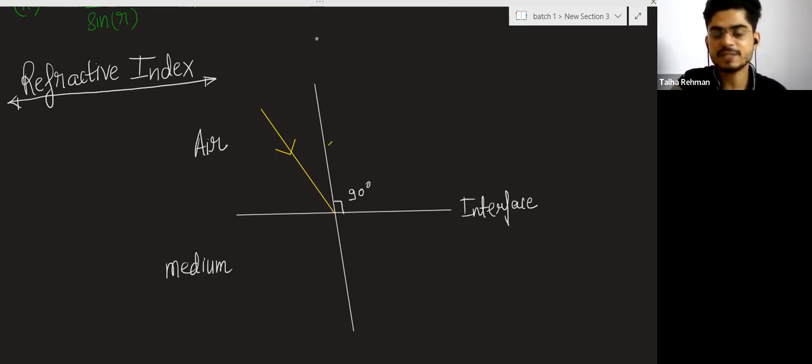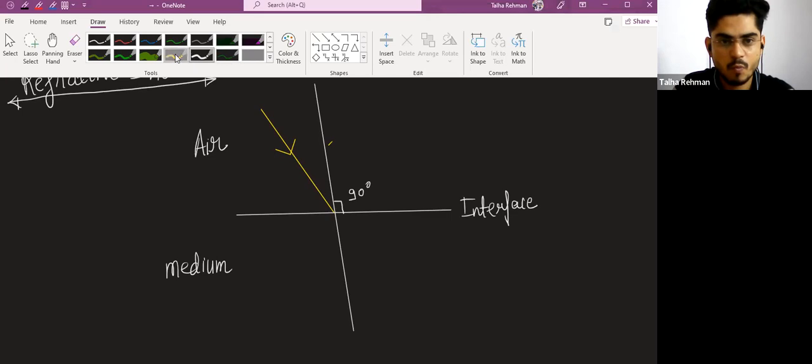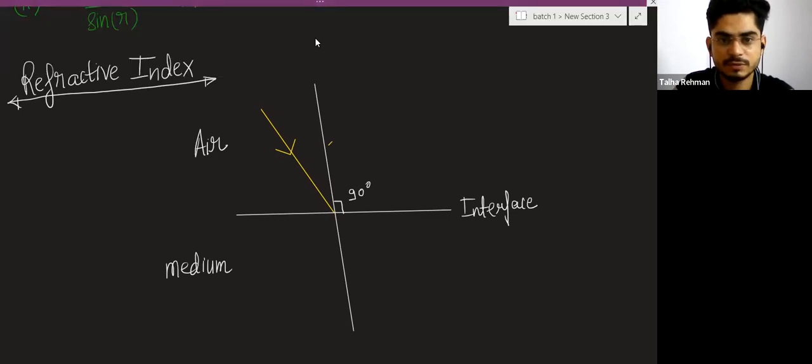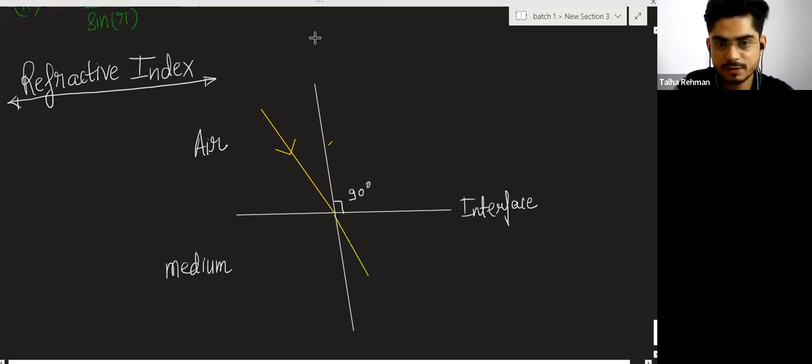As the light is traveling from air, I am considering air as a rarer medium as compared to this medium. So what will happen? Actually, this line is not looking straight, but you should consider this as a straight line in your mind. So this light ray will go like this, meaning it bends towards the normal.